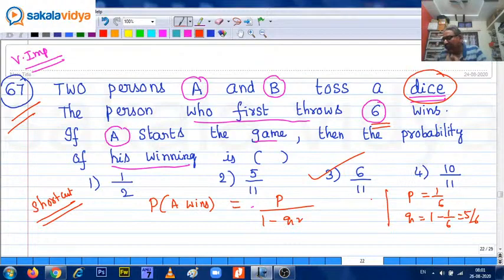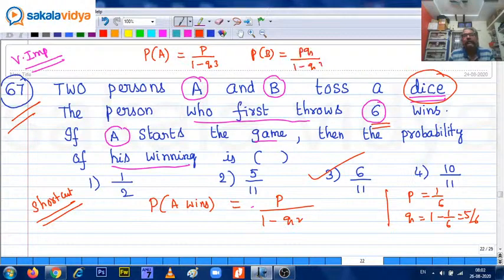For example, A, B, C are there, 3 are there. Probability of A wins, P of A is equal to, you remember this formula. What is the formula? That will be P upon 1 minus Q cube. Probability of B, P of B is equal to P Q by 1 minus Q cube. Probability of C, P of C is equal to P Q square by 1 minus Q cube.